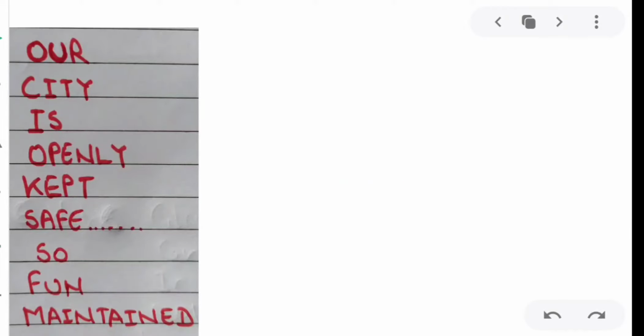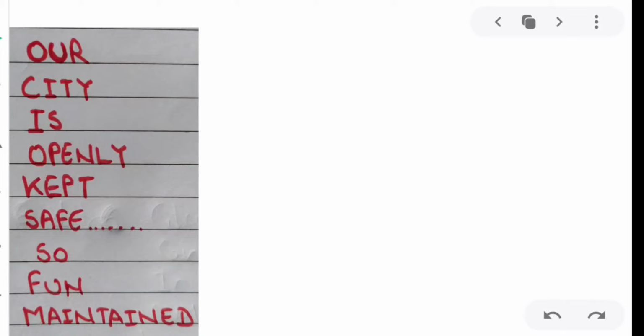We all know that the Krebs cycle is a complicated cycle because there are so many intermediate compounds and molecules, and that is why we introduce mnemonics. As I introduced mnemonics for aerobic glycolysis, here are the mnemonics for the Krebs cycle too. The mnemonic says: our city is openly kept safe, so fun maintained. What does this mean? The city is kept safe, and every city surrounding it knows it. Generally it's safe, and that is why the city population is very happy and maintaining their fun.